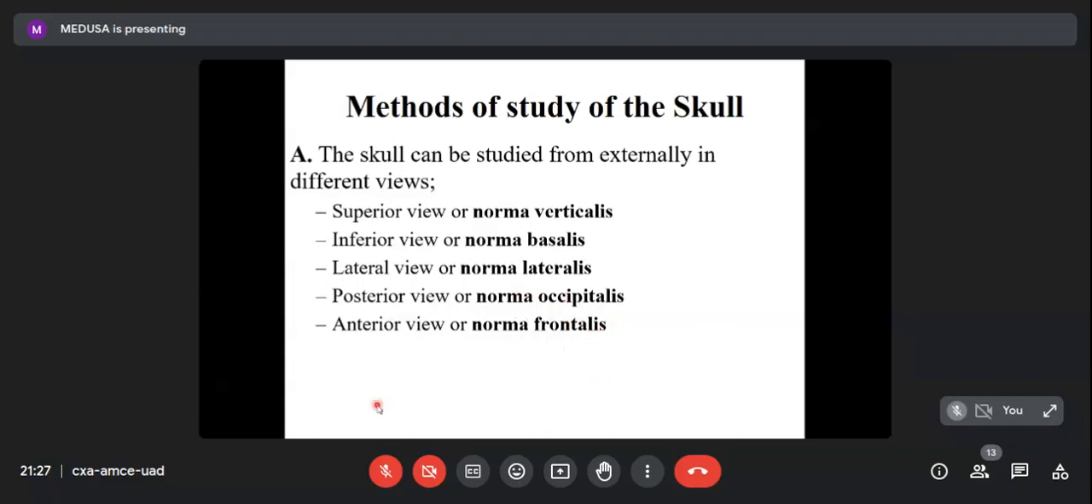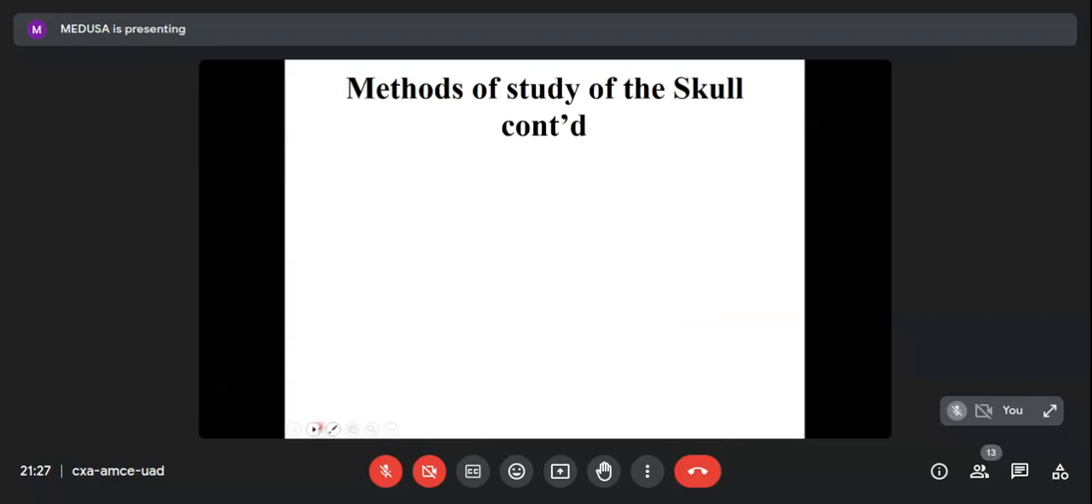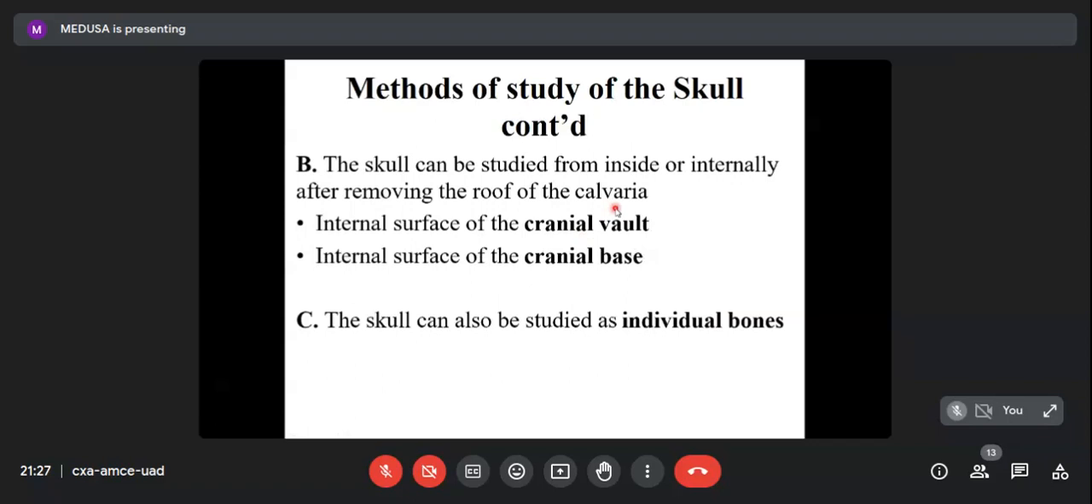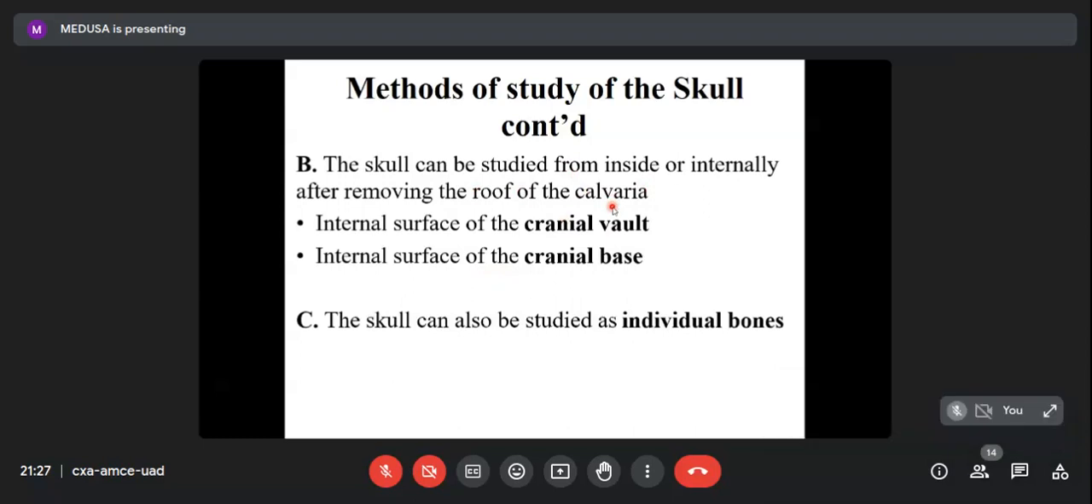That's the first aspect. The second aspect, we can choose to study the head inside, which is also called internally, or outside, after removing the calvaria. By now we know what a calvaria is, the top part of your head. So you can open the norma verticalis, remove it, and you look at your skull from the inside there. That's what we mean when we say removing the calvaria.